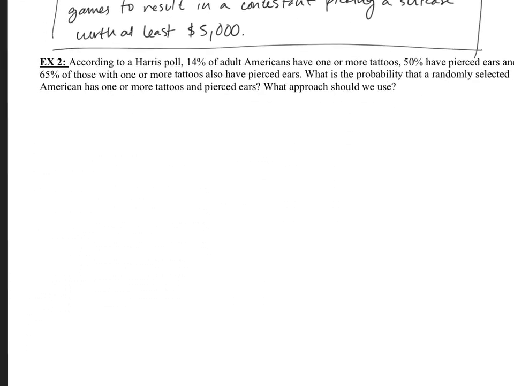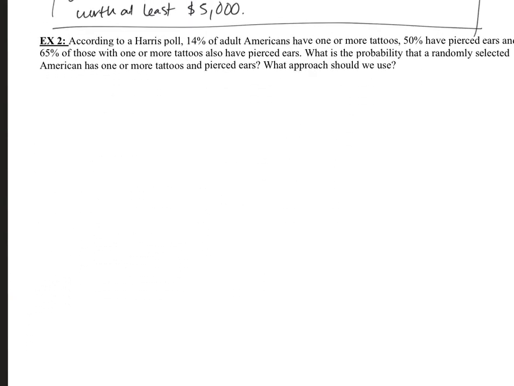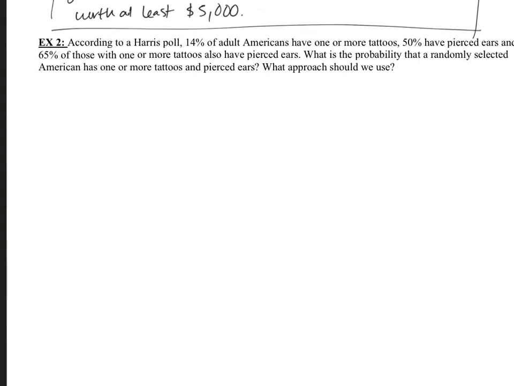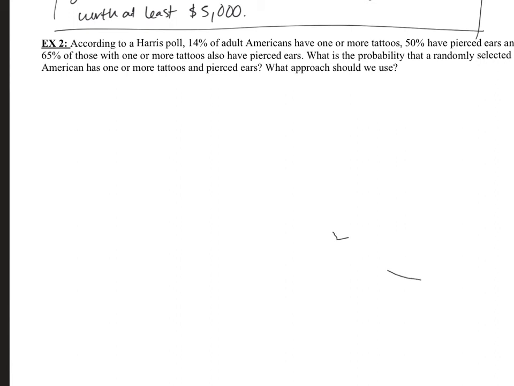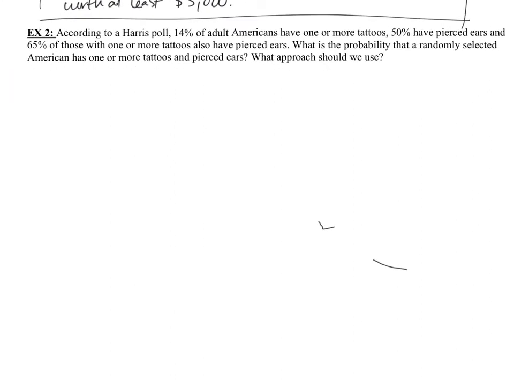Now let's take a look at example 2. According to a Harris poll, 14% of adult Americans have one or more tattoos. 50% have pierced ears, and 65% of those with one or more tattoos also have pierced ears. What is the probability that a randomly selected American has one or more tattoos and pierced ears? What approach should we use? Well, a key word stands out to me, and that is the word and. This is saying, what is the probability that a randomly selected person has one or more tattoos and pierced ears?